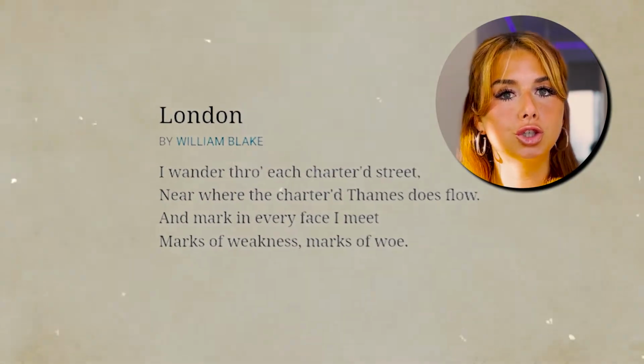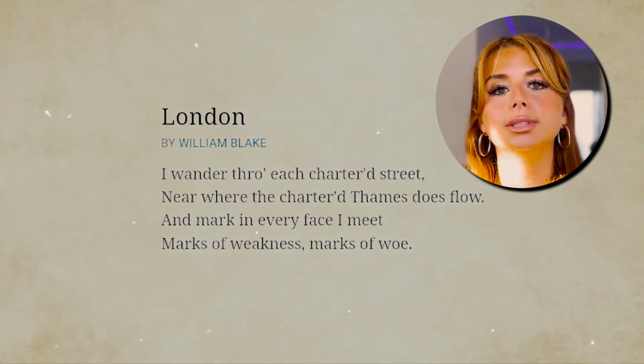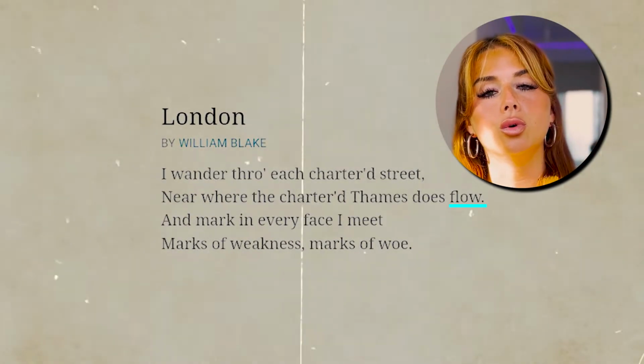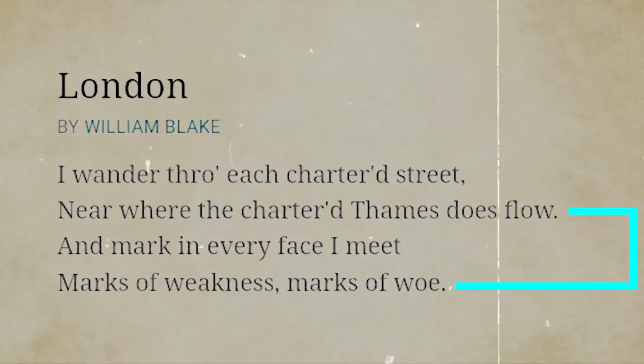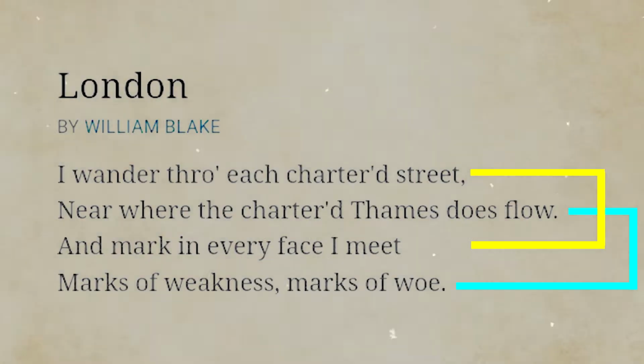Now let's look at lines 2 and 4. Line 2 says flow and line 4 says woe. So again, we can see they're rhyming. But of course, as you know, it's not a rhyming couplet. Why not? Because they're not underneath each other. It's lines 2 and 4, 1 and 3. They rhyme together. So in this poem, we would say it's got ABAB rhyme.